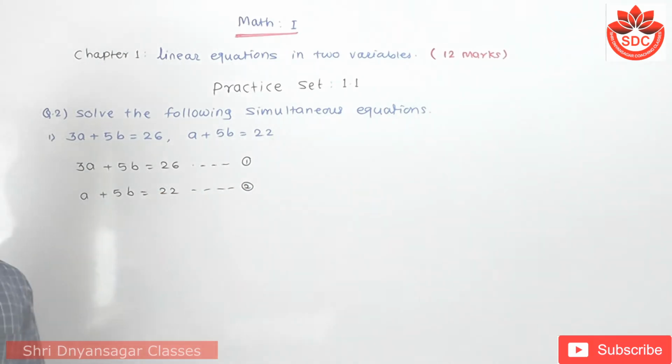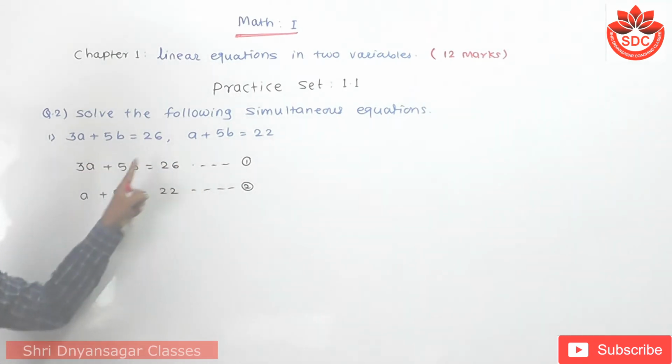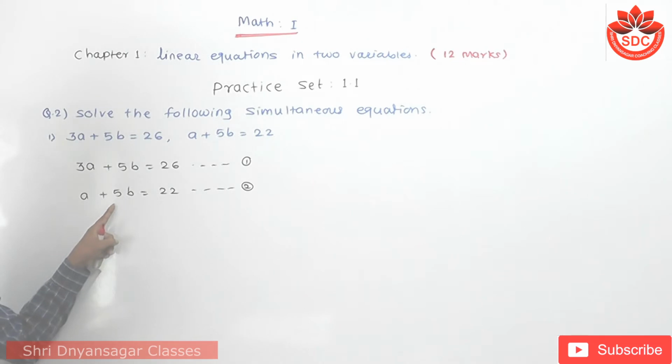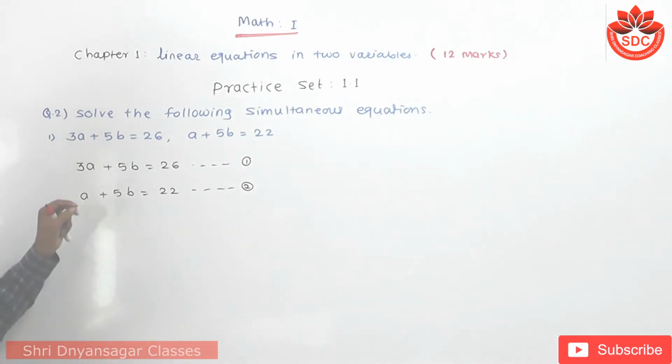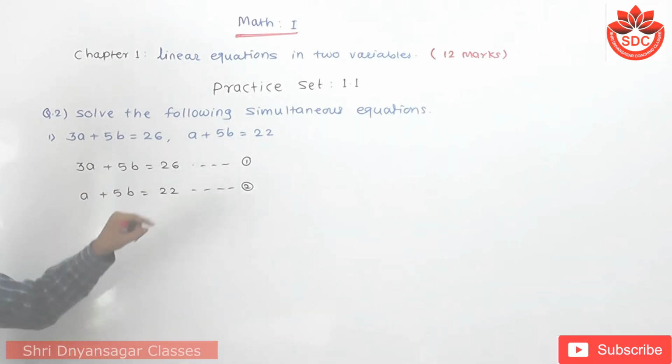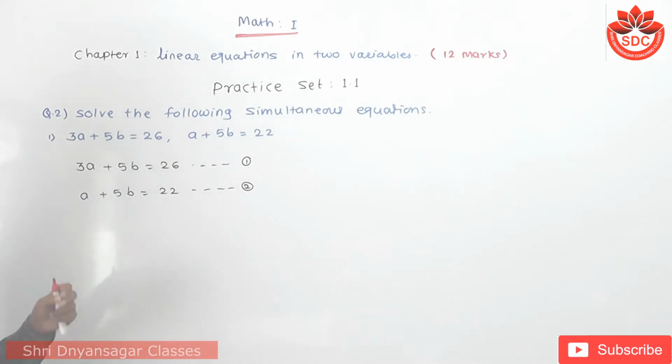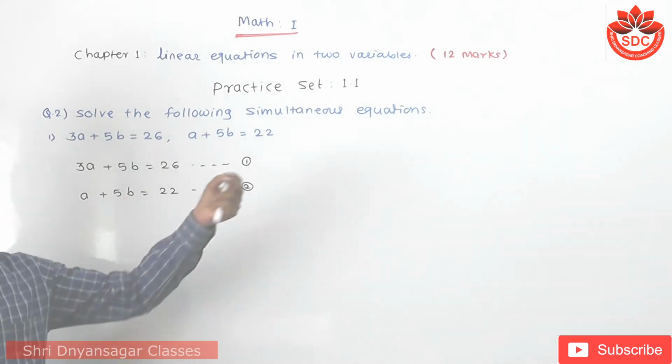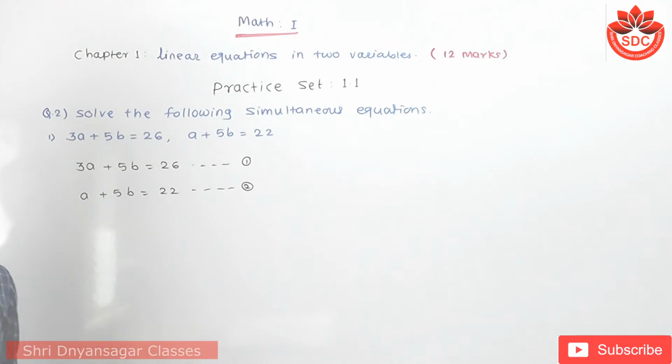Now student, when you observe these two equations, the second variable b has the same coefficients, meaning they have equal coefficients. As I told you, if there are the same signs, then we have to subtract the equations, and if there are different signs, then you have to add the equations. So we subtract these two equations and we get the value of one variable. Again we have to substitute this in one equation, and we get the second one.